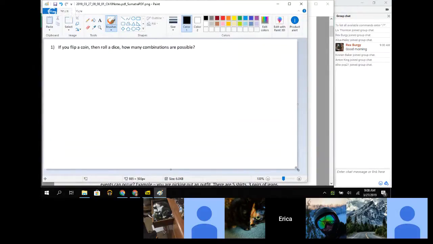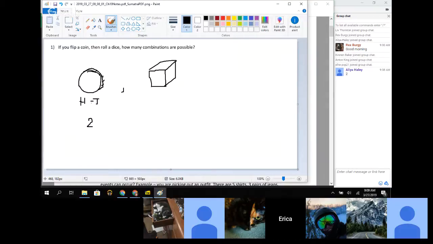Okay, so first let's think about what we're doing. First, we're going to flip a coin. Here's my drawing of my coin here. When you flip your coin, how many possible outcomes are there? You could have 2, right? You can get heads or tails. Those are your 2 possibilities. So first you're going to do that. Then you're going to roll your dice. And we're just going to assume that it's a standard dice, not like a crazy 20-sided dice. That would be crazy, right?